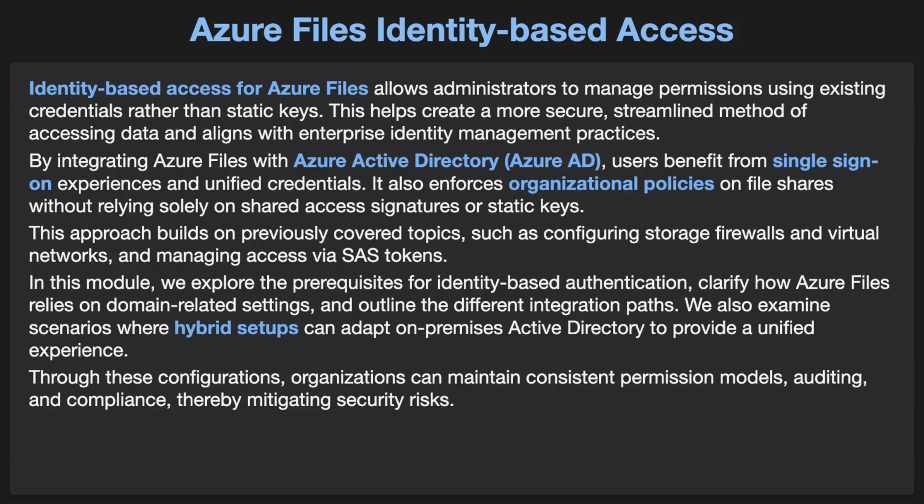This approach builds on previously covered topics, such as configuring storage firewalls and virtual networks and managing access via SAS tokens. In this module, we explore the prerequisites for identity-based authentication, clarify how Azure Files relies on domain-related settings, and outline the different integration paths. We also examine scenarios where hybrid setups can adapt on-premises Active Directory to provide a unified experience. Through these configurations, organizations can maintain consistent permission models, auditing, and compliance, thereby mitigating security risks.